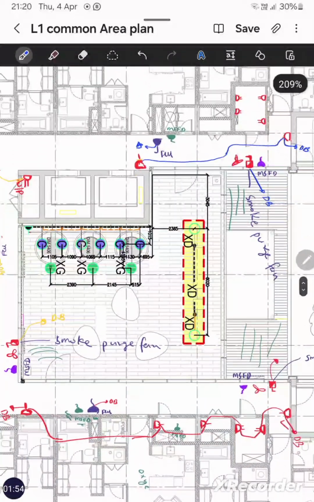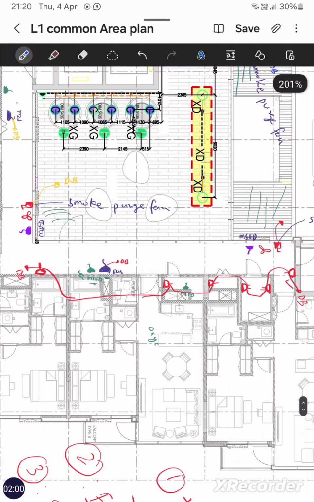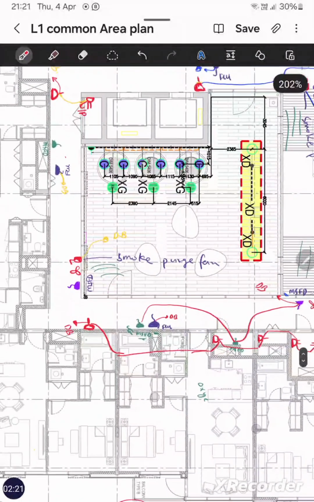Now we have to give the circuit formation for the red circuit for the MSFDs. Okay, so let us start with this corridor. So here we have 3 MSFD, 1, 2 and 3. So it will go to the DB. It is clear, right?